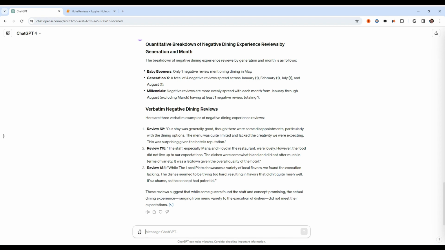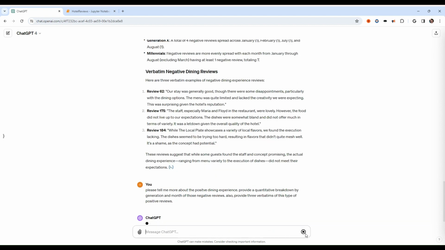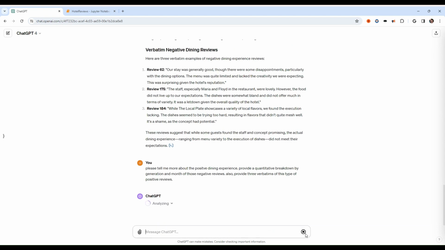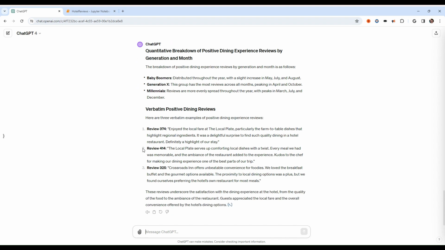Now let's flip that and get a sense of the same thing, but for positive reviews. So tell me about the positive dining experiences and basically repeat that previous step. Here, let's look at some positive reviews.